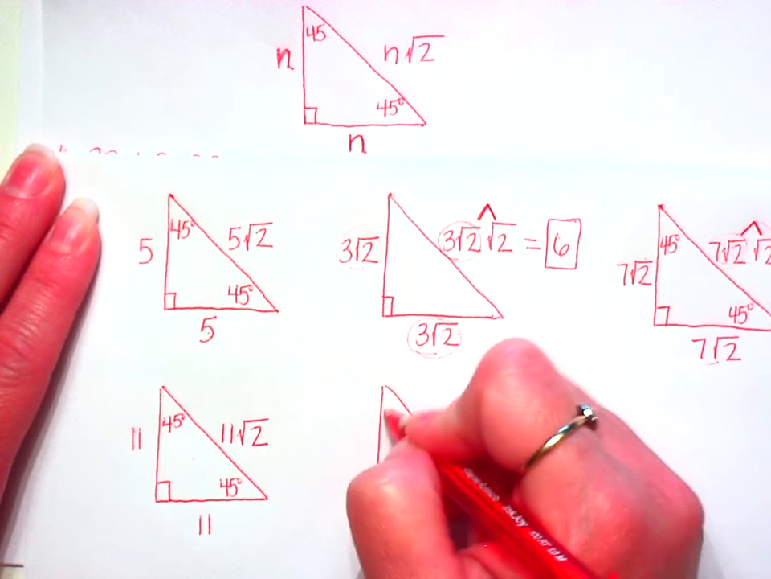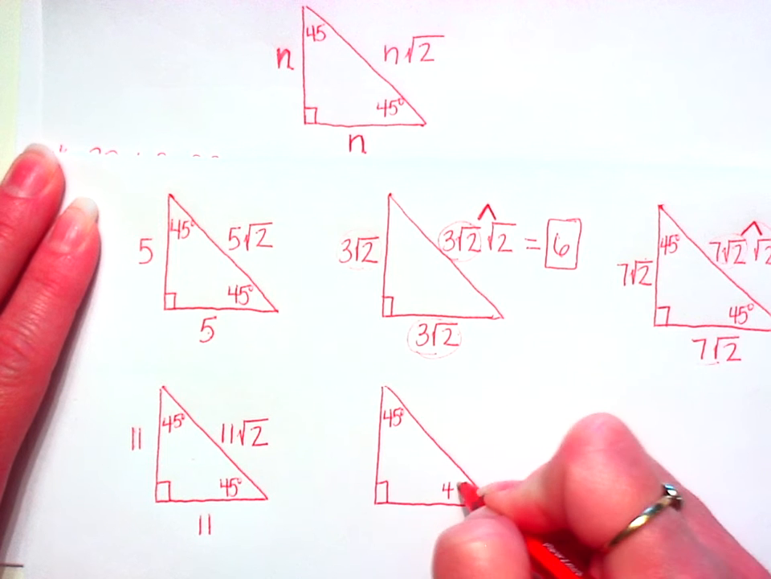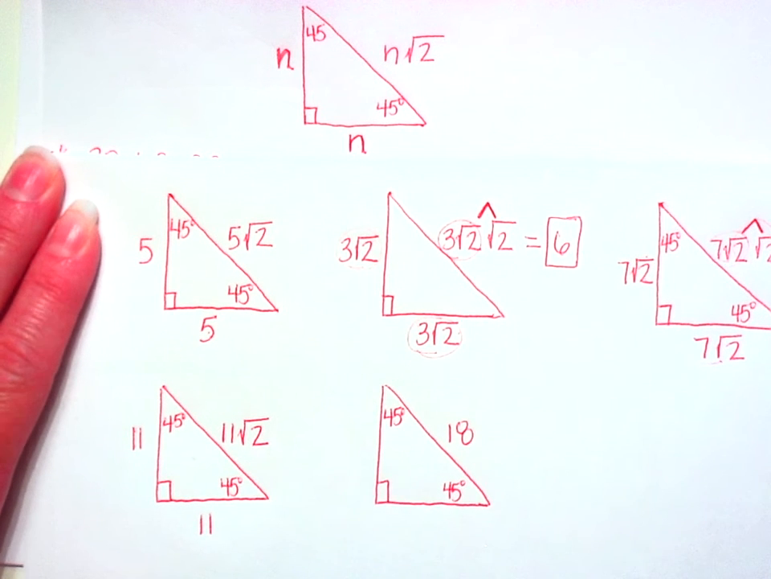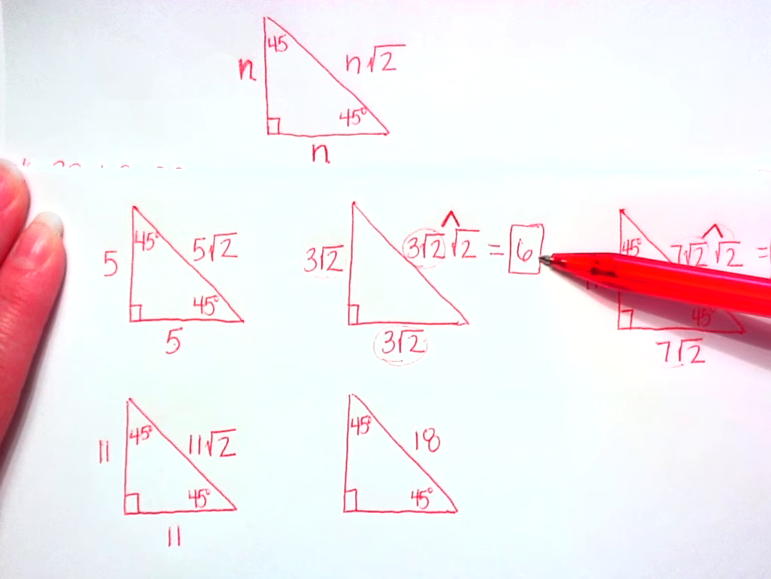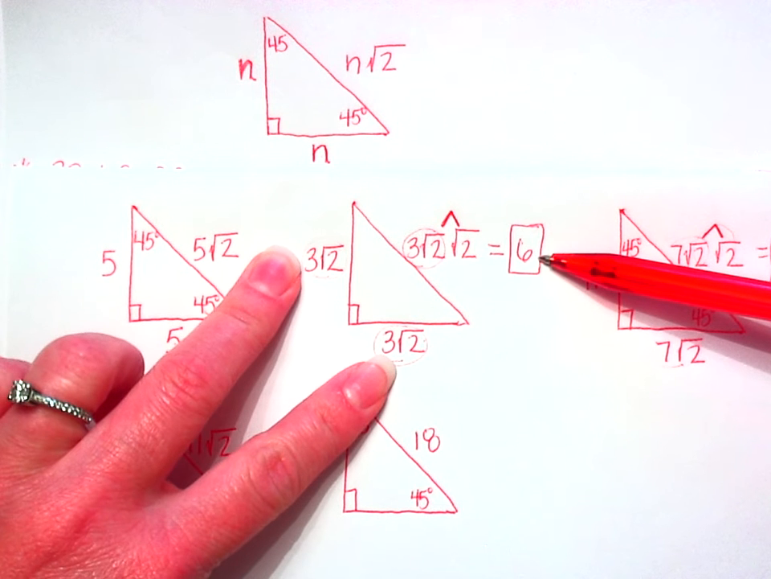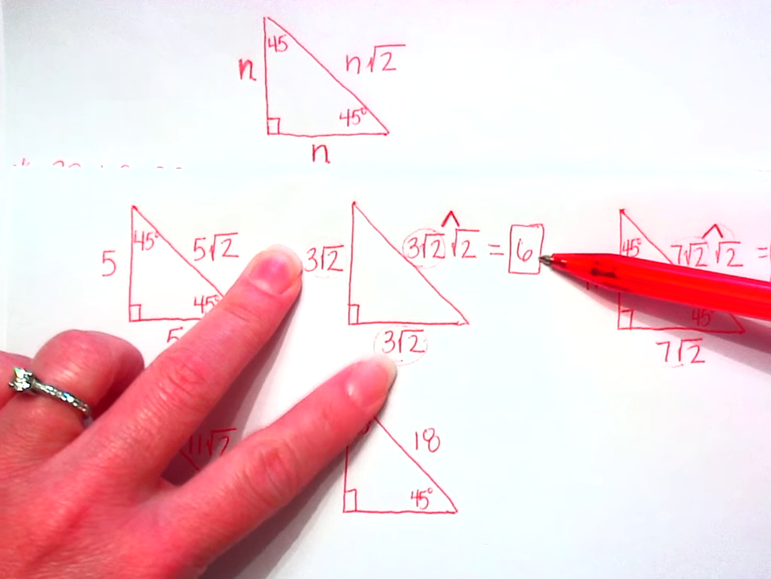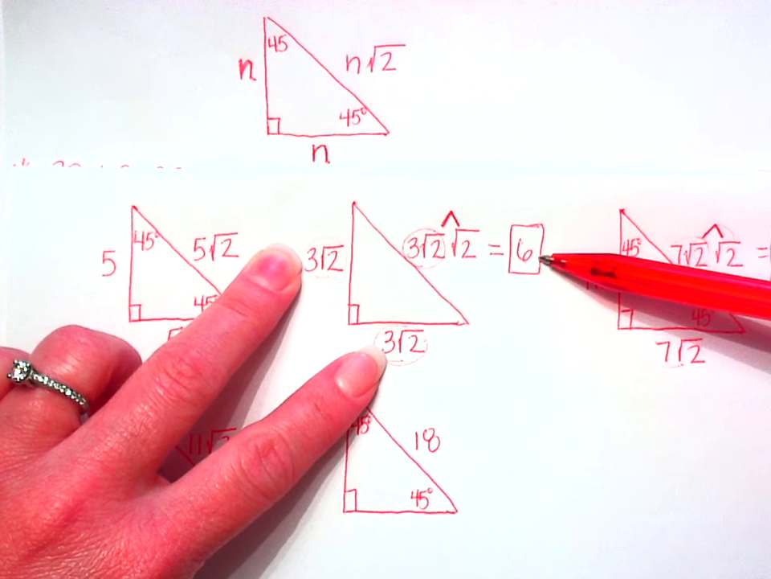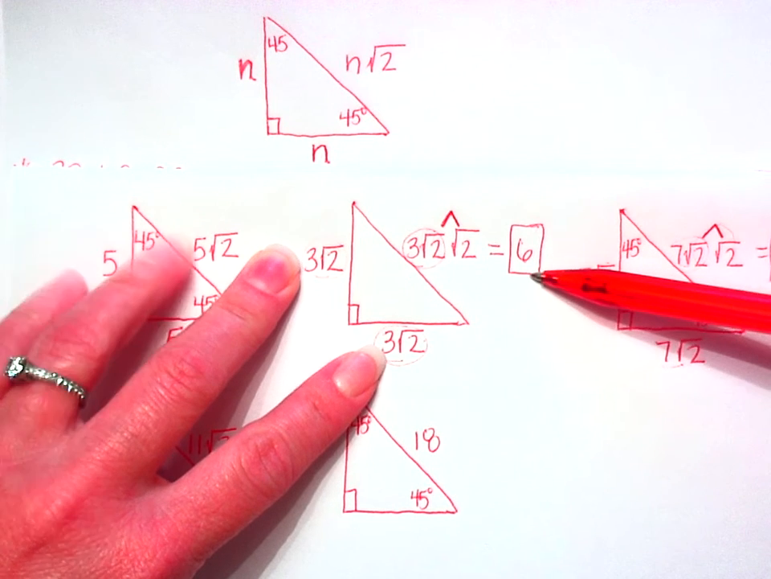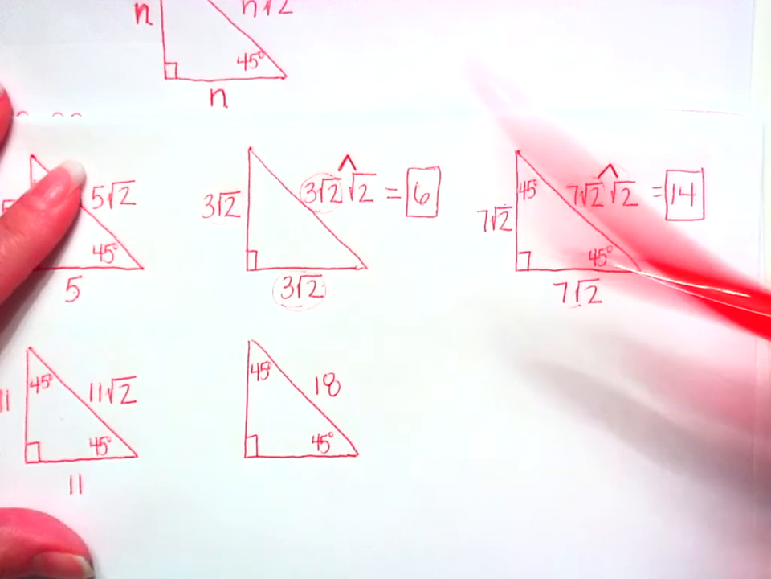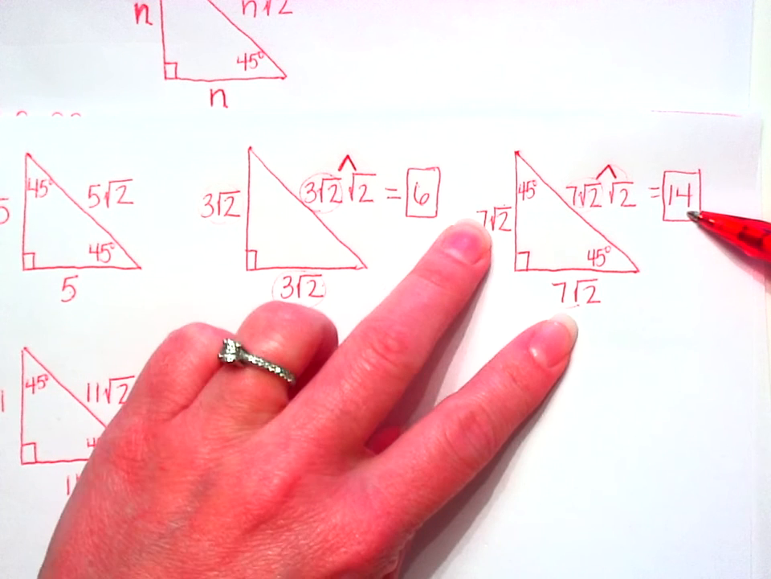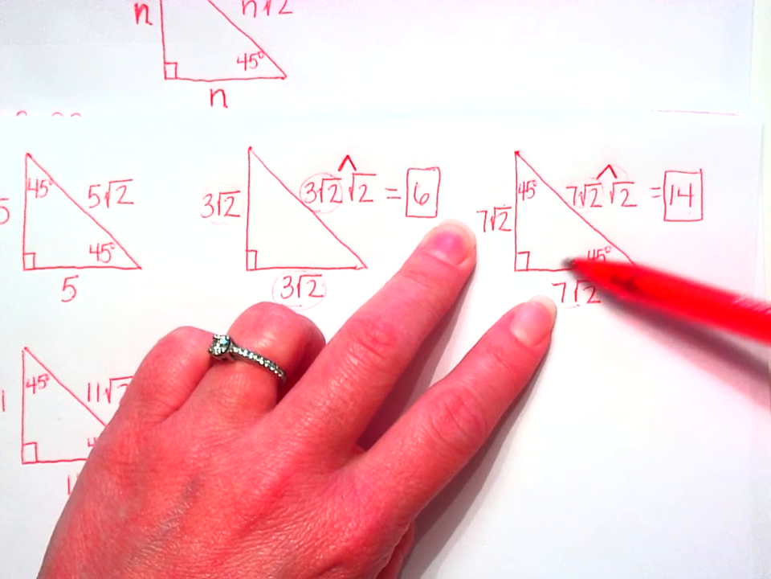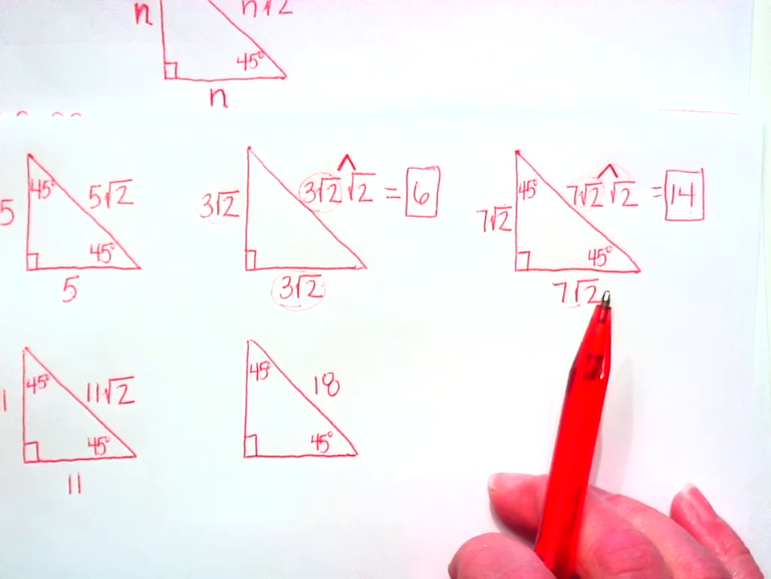Okay? Now, what if they give you the hypotenuse, and this time it's a whole number? So let's say that this is 18. Okay, let's look up here. When this was a whole number, the legs had a square root 2 with them. And the coefficient there, the number in front of the square root, is half of 6. Same thing happened here. This was a whole number, so these had a square root 2 with them. And what was the number out front? It was half of 14. It was 7. Okay, so the same thing's going to happen here.